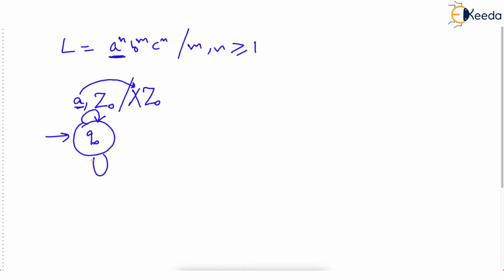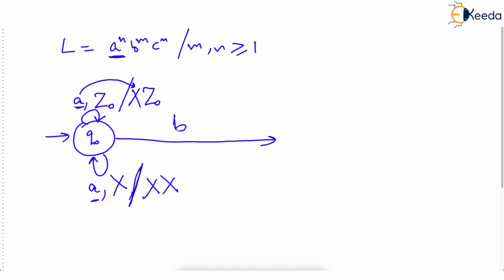And the second transition will be if you are reading A in the same state Q0, but top is X, that means this is a consecutive A, then you keep that X as it is, but on top of it you push one more X. But what if in Q0 you read a B? This is the first B you are reading after all the A's, due to these loops. You are reading A followed by A followed by A. Suddenly you read a B. If you read a B, then top has to be X.